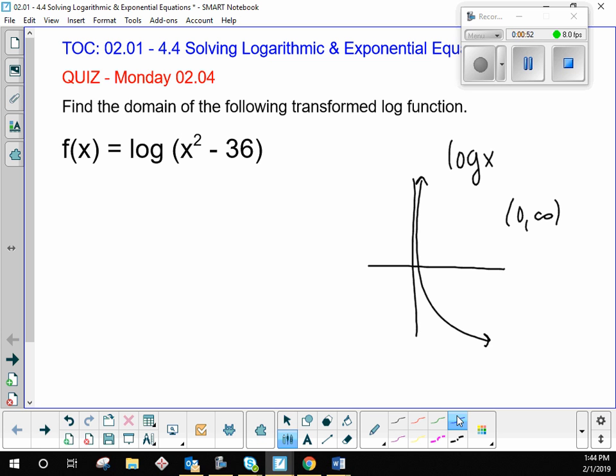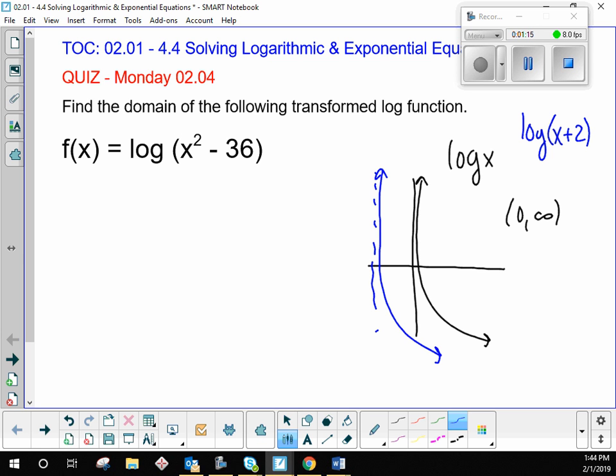But what if this graph was transformed somehow? Like if it got pushed to the left 2 places, it would become this blue stuff right here. Right? That's a horizontal shift to the left. And the graph itself, the vertical asymptote would shift to the left too. And then the graph would shift. Now my question is, what is the domain now?